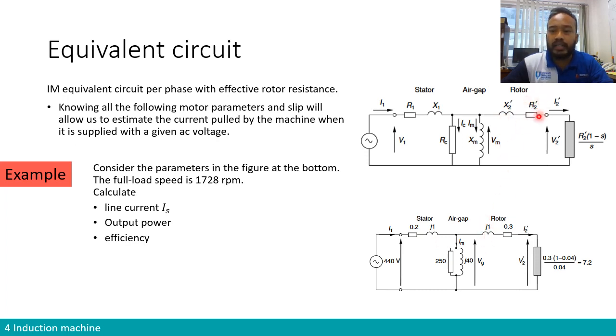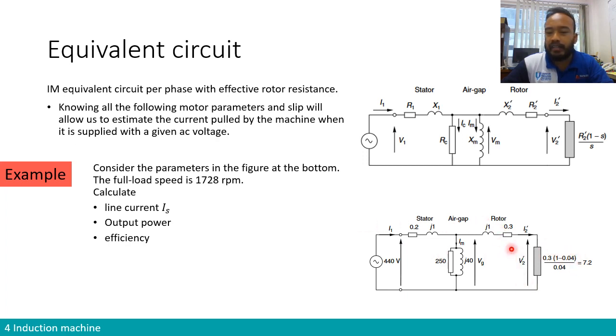The rotor resistor R prime 2 is 0.3, and then we have the full load speed of 1728 RPM. So R prime 2 is 0.3, and here basically it is the calculation of (1 minus S) over S. It shows that the slip is 0.04, leading to a total load resistor of 7.2. But first, how do we find this load?